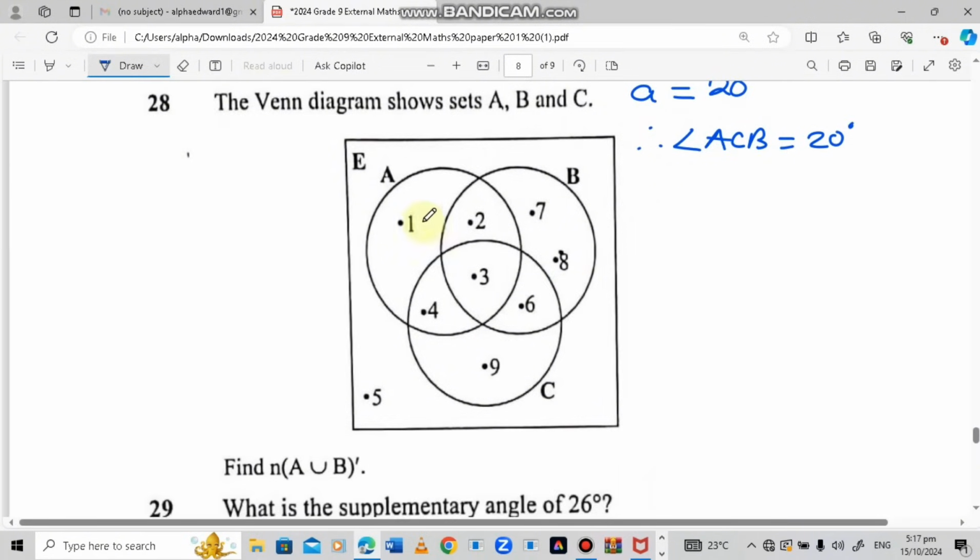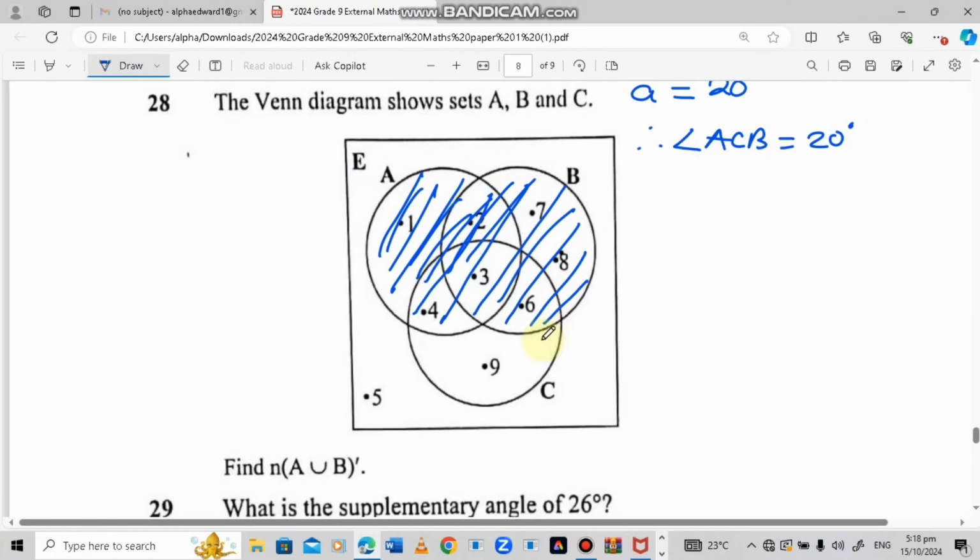All right. Question 28. The Venn diagram shows sets A, B, and C. Find the number of elements of A union B. Whenever you see this, it means they want you to find the number of elements in A union B. A union B means all the elements that make up sets A and B together. So A union B is this. All these elements make up A union B.